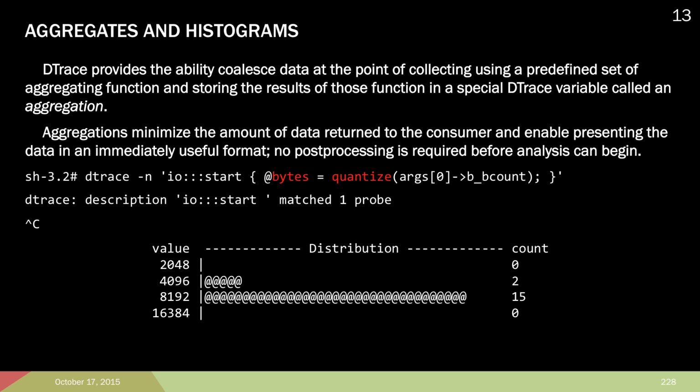DTrace can also do graphics in the form of ASCII art histograms. The quantize and lquantize functions can be used to achieve this, and also allow us to quickly determine the number of modes in a distribution.